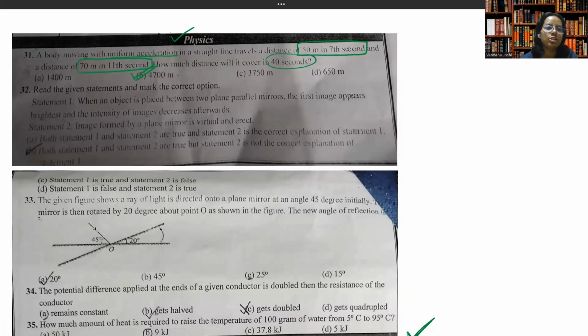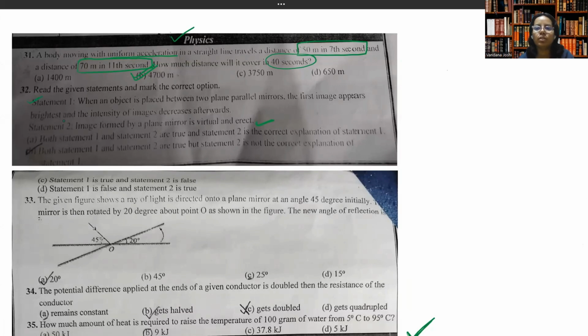Okay, in the second question, we have been given two statements. First statement is that when an object is placed between two plane parallel mirrors, the first image appears brightest and intensity of images decreases afterwards. Statement 2 is image formed by a plane mirror is virtual and erect. You know that this statement is true because a plane mirror always forms virtual and erect image. Let's go back to statement 1.